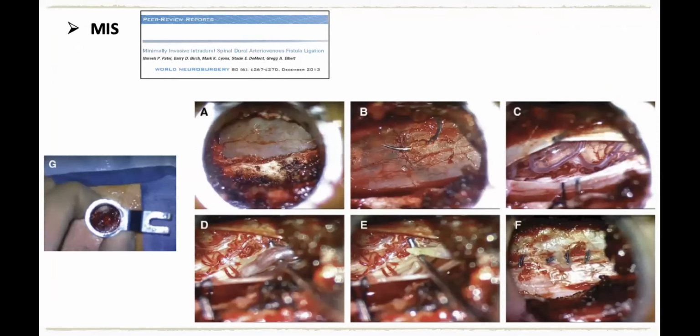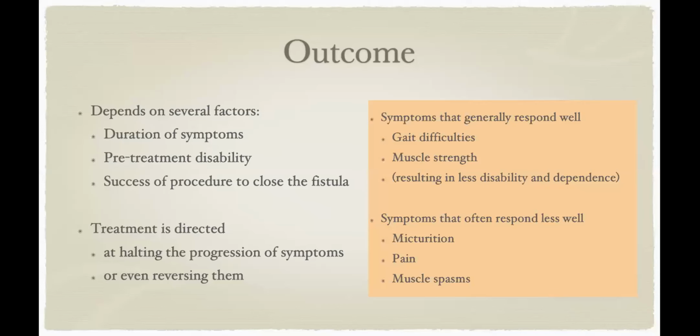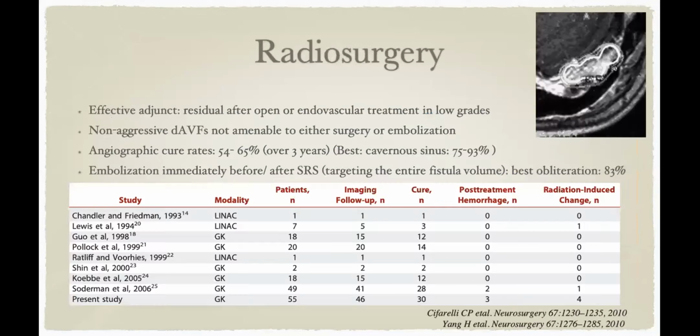Now with the advent of MIS as well as ICG video angiography, a lot of things have been simplified in the spinal dural AV fistula surgical intervention. Depending upon several factors, again, the outcome matters. What we have to explain to the family is that gait difficulty and muscle strength can actually respond very well after the surgical treatment. However, symptoms which are due to micturition problem, pain or muscle spasm may respond very less. So the treatment is actually directed to halt the progression of the symptoms rather than reversing them. So this has to be very well told to the family members.